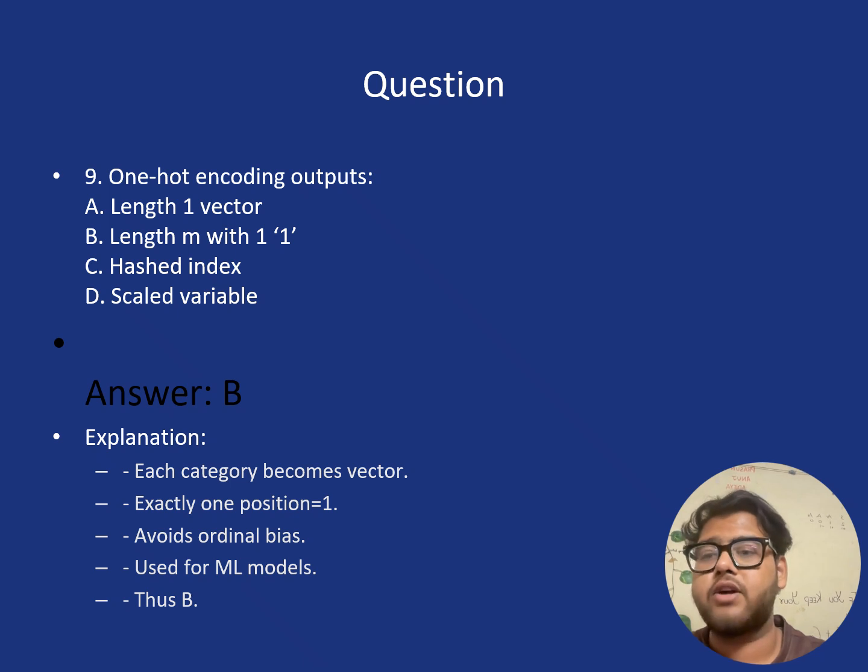Question number 9 is one hot encoding outputs: length 1 vector, length m with a single 1, hashed index, scaled variable. So the answer is length m with a single 1. Each category becomes a vector. Exactly one position is equal to 1. Avoids ordinal bias, used for ML models.